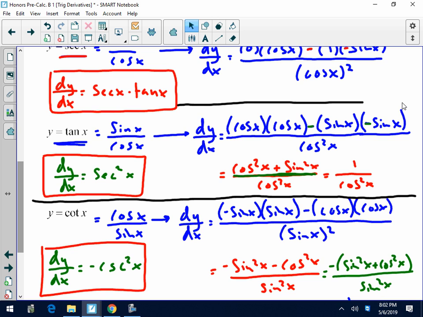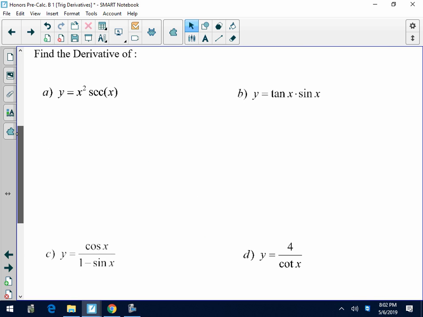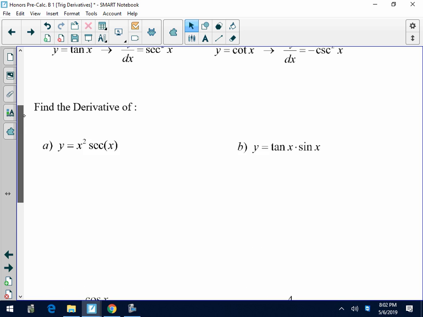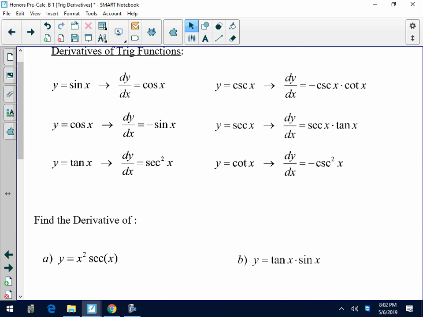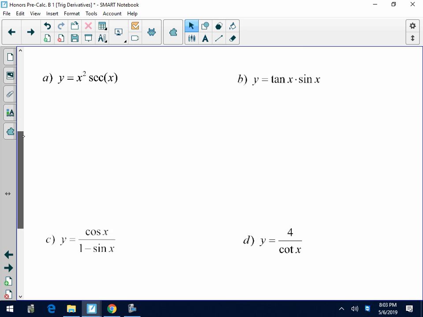So right here on this next page, we've got some problems. I figure we might talk about them a little bit, and then I'd let you guys try them, because I think you're probably ready to go ahead and give some of these derivatives a shot. So right here, we've got all the derivatives for our trig functions above, and looking at these functions, we can go through and talk about the strategy a little bit.